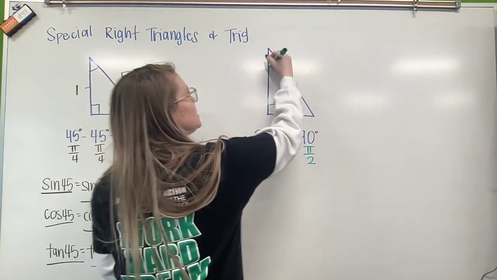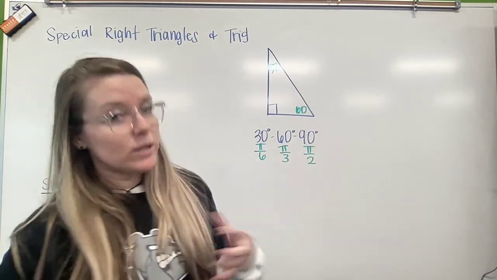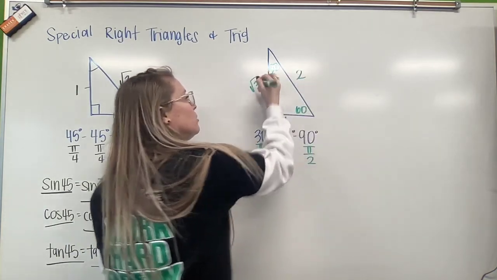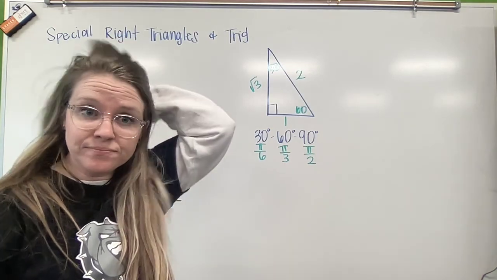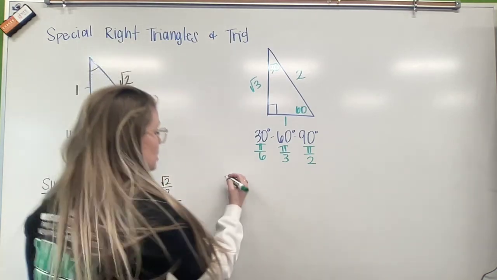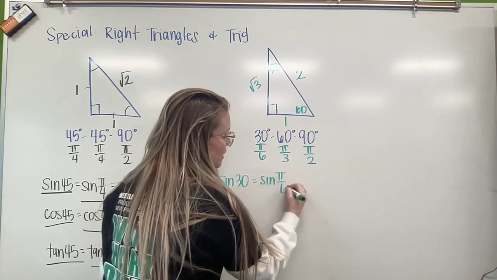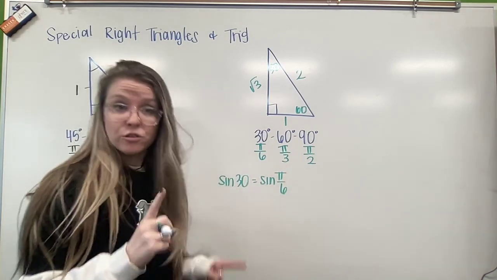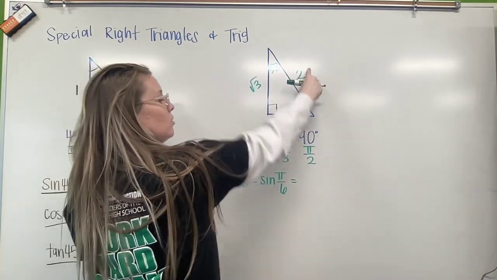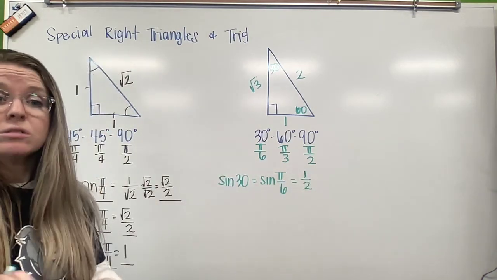Okay, so if this is 30, this is 60, the ratio for these sides always follows this pattern. It goes 1, 2, and root 3. Yeah? Okay, so now we're just going to set up our trig ratios. So I'm going to start with the sine of 30, which is equal to the sine of pi over 6. So those are interchangeable, and you're going to need to know both. So sine of 30, opposite over hypotenuse, that is 1/2. So sine of 30 equals 1/2.